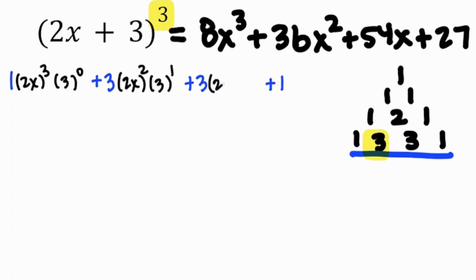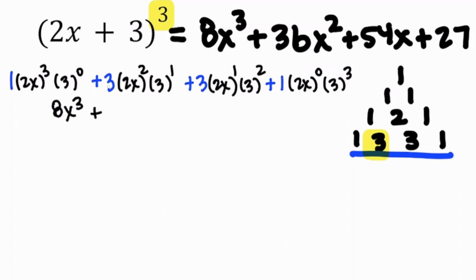We're just going to keep that pattern going. The power of 2x is going to go down to 1, while the power of 3 will go up to 2. And then over here, 2x is going to be taken to the 0th power, and 3 is going to be taken to the 3. So if I take 2x to the third power, I'm going to have 2x times 2x times 2x. That's 3 powers of 2 and 3 powers of x. That's 8x cubed.